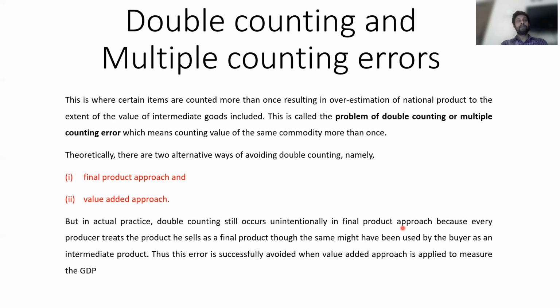It is already there. If the value or the total output of the fertilizer company is considered, then it includes the things used by the agriculture farmer as well. Then GDP may include such a value of fertilizer twice. Overstated, it is wrong. So it is called double counting error.